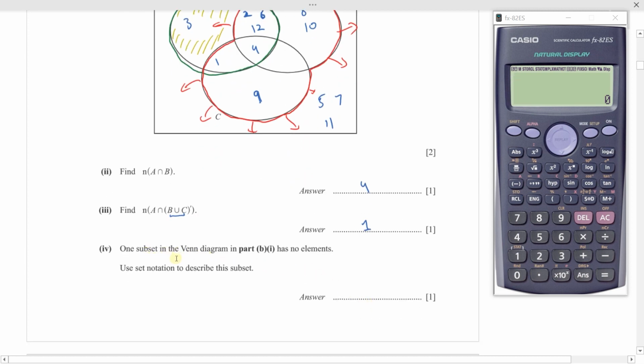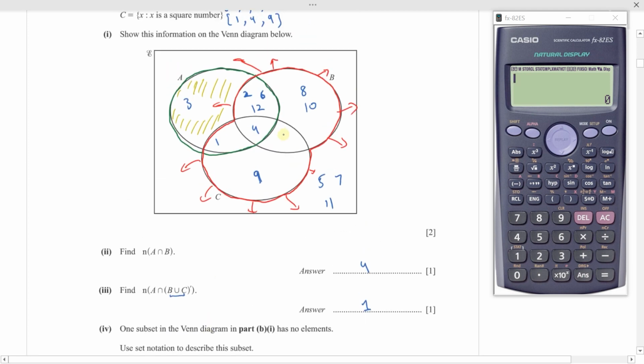The next part is: one subset in the Venn diagram in part B1 has no elements. Use set notation to describe this subset. So the subset that is empty in this Venn diagram is this one. So let me just erase this one from the previous part. Now you have to find the set notation for this region, which is empty.